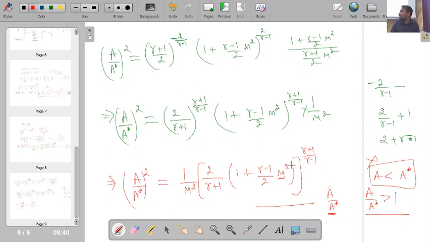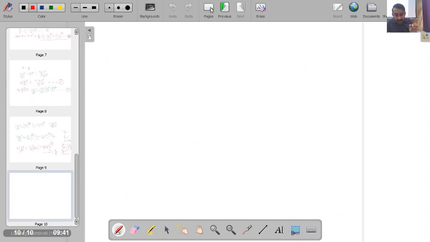So by just knowing the value of A by A star at any cross section, I can define the corresponding value of the Mach number. And from this equation, you can see the nature of the equation is quadratic. So corresponding to this, I will be finding that at any value of A by A star, I will be having two solutions of M.